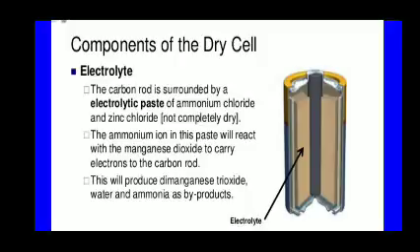The carbon rod acts as the cathode. This carbon rod is surrounded by manganese dioxide and ammonium chloride paste. This paste will react with manganese dioxide to carry electrons to the carbon rod. This will produce dimanganese trioxide, Mn2O3.